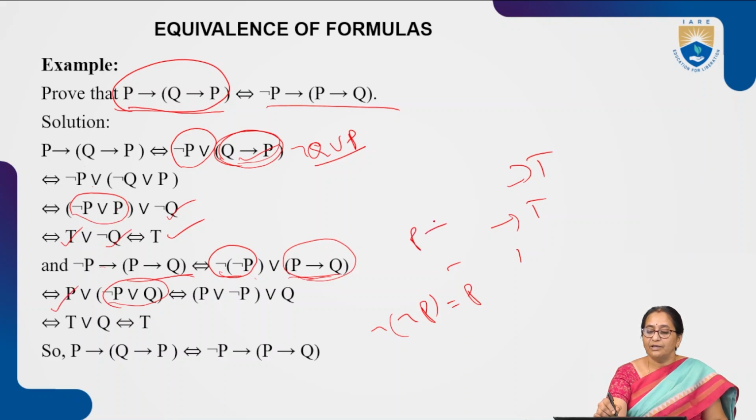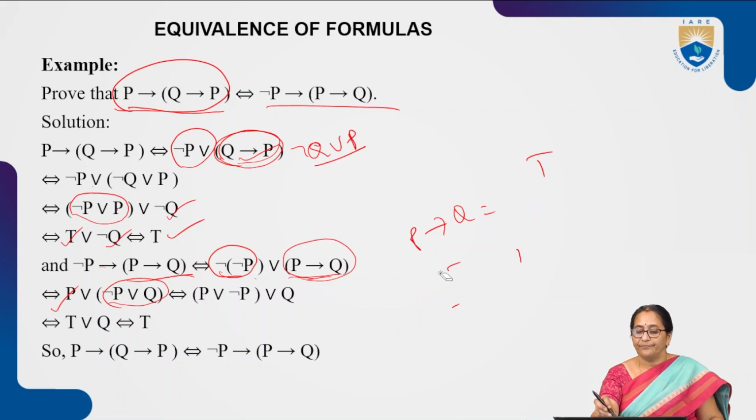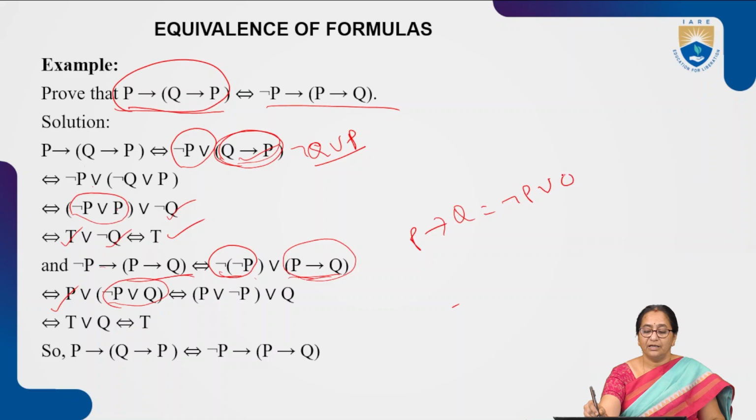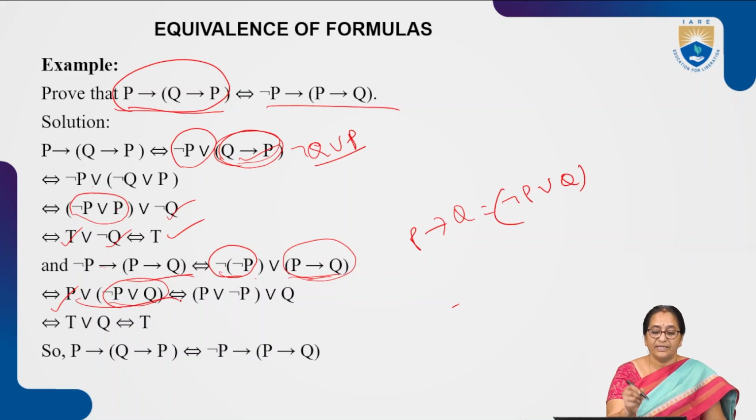And we know the value of P to Q equal to negation of P or Q. Yes, just we have placed it. And again, we are combining P or negation P, P or negation P or Q. Yes, its value is always true.